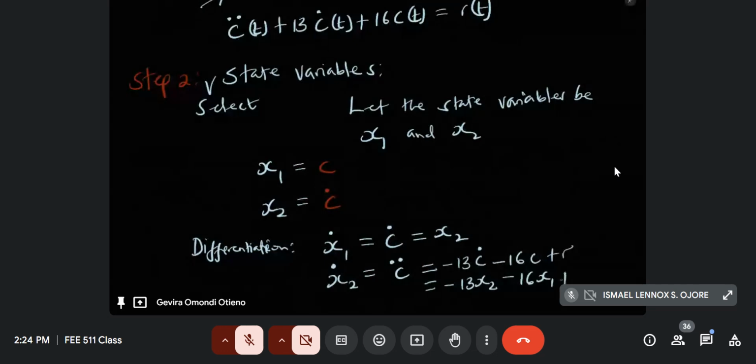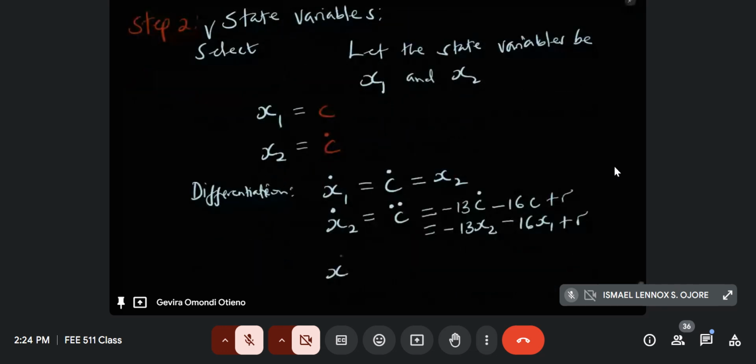Of course, plus R. So now finally you have an equation in such a way that you have the derivative of x2 should be equal to minus 13. Let me write it properly now in order. Minus 16 x1. I'm reordering: minus 13 x2 plus R.